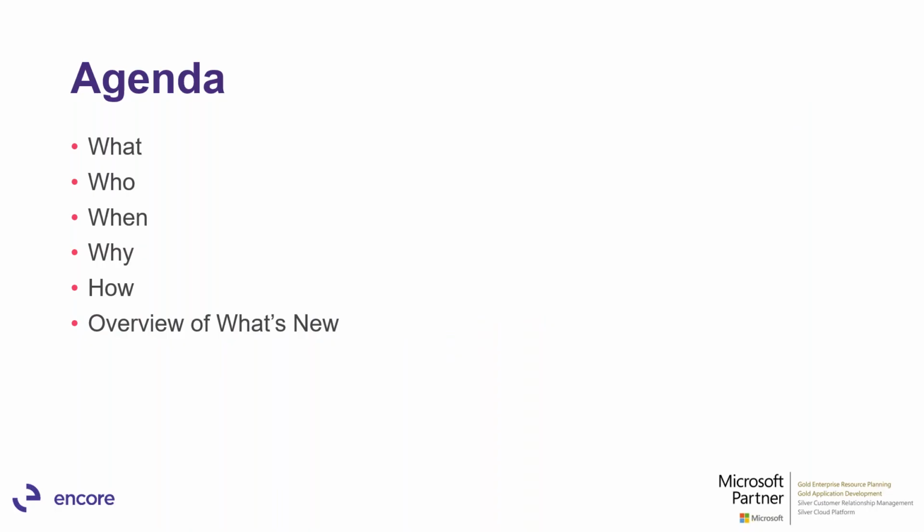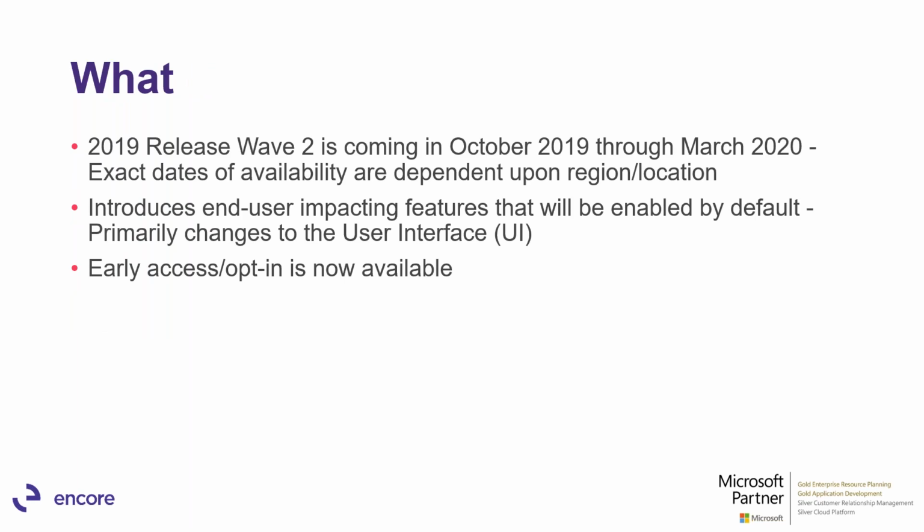So our agenda today, I want to cover everything at a high level, but we'll cover the what, who, when, why, how, and an overview of what's new for Release Wave 2. So the what portion: 2019 Release Wave 2 is coming in October 2019 through March 2020. The reason there's a range is that the exact dates of the upgrade depend on your region or location. We will cover those exact dates as well.